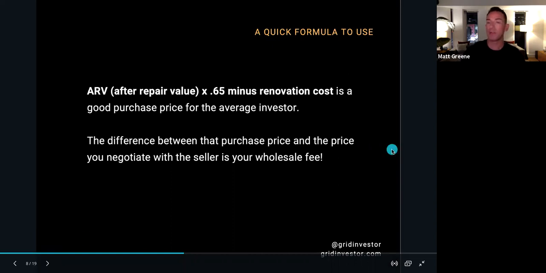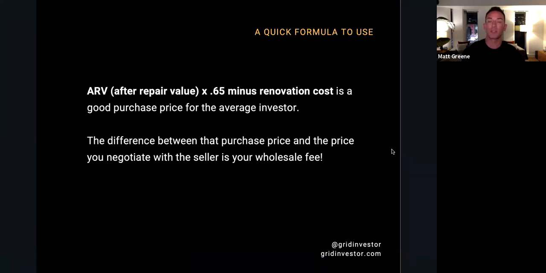And Mike, since you've done this, I know it's a little bit different in different markets because things like transfer taxes are different and that sort of thing. Is this the mathematic formula that you use, or what has worked for you?